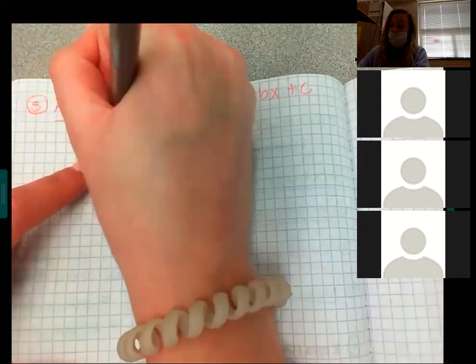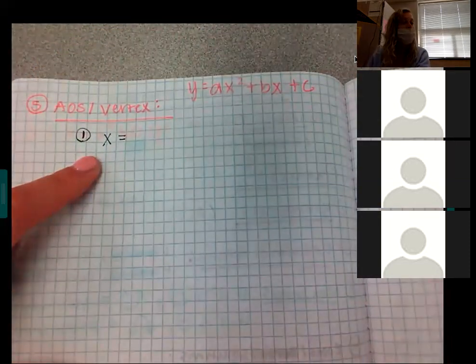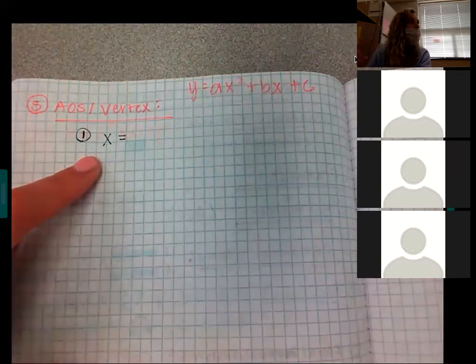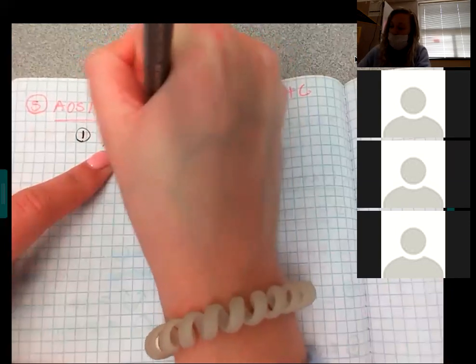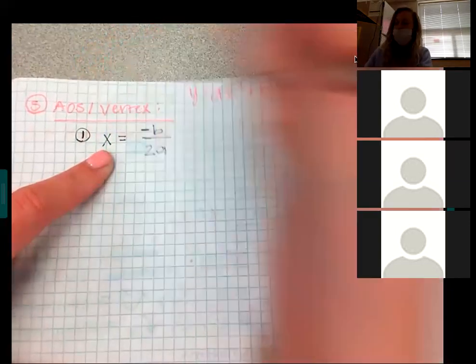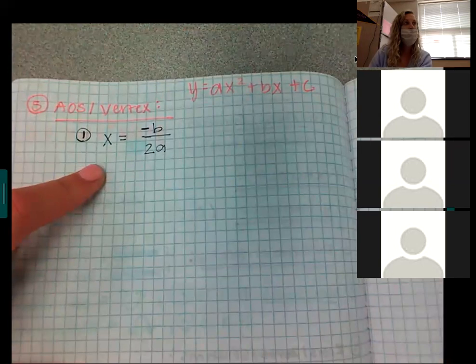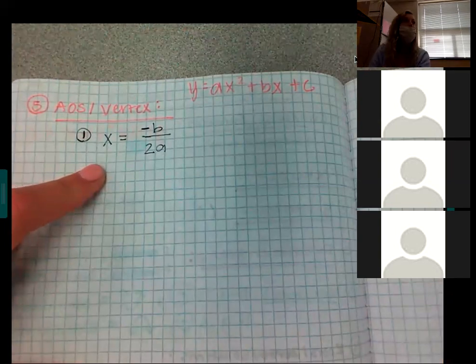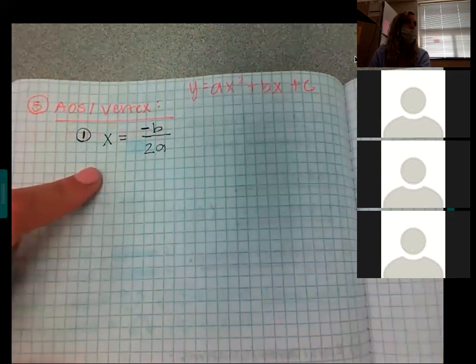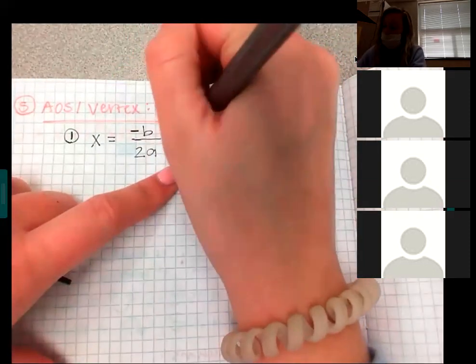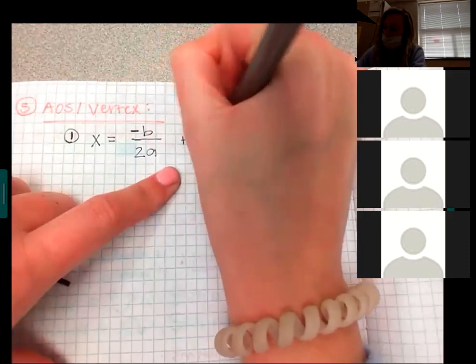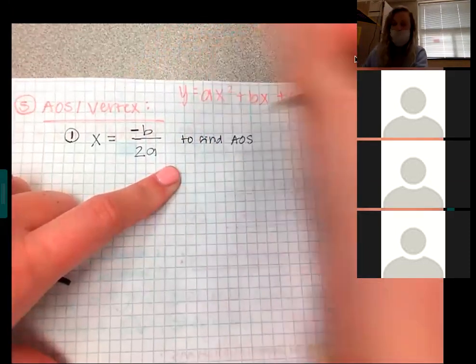It's x equals, which makes sense because our axis of symmetry is x equals, right? It's a vertical line. Negative b over 2 times a. That's it. If you do negative b divided by 2 times a, that'll tell you what the axis of symmetry is for your equation. So the first thing you're going to do is use this formula to find the axis of symmetry.